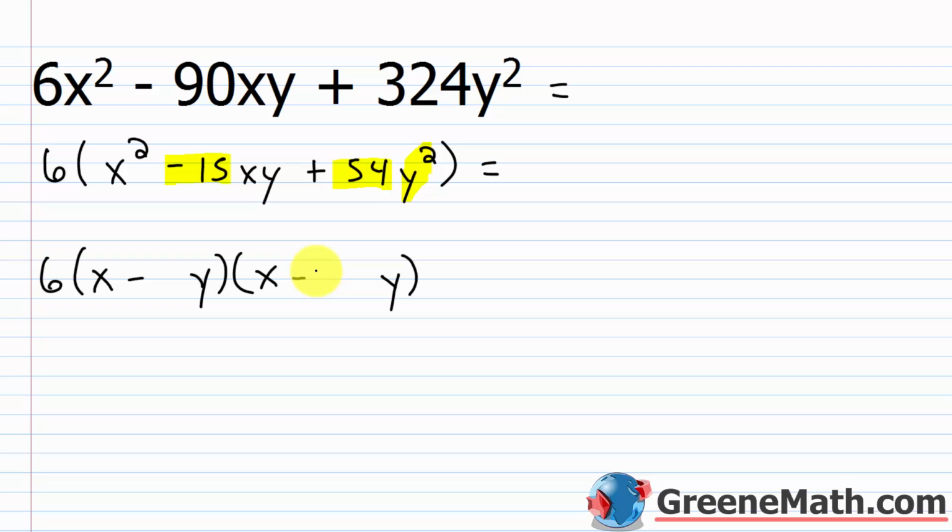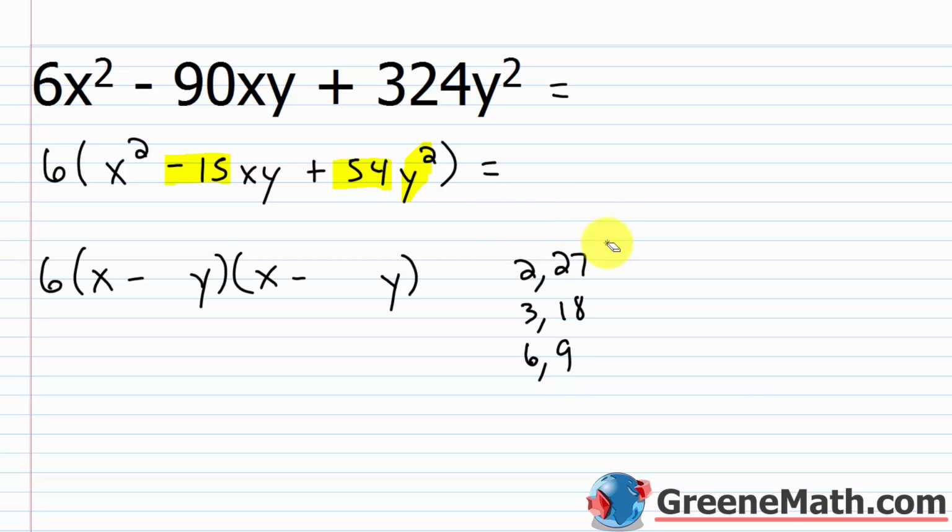So thinking about factors of 54, I've got 1 times 54. I've got 2 times 27. None of these would work. I've got 3 times 18, and that still wouldn't work. But then I come across 6 times 9. So 6 times 9 is 54. Now, again, I want negative 6 and negative 9. So negative 6 times negative 9 is positive 54. And negative 6 plus negative 9 is going to give me negative 15.